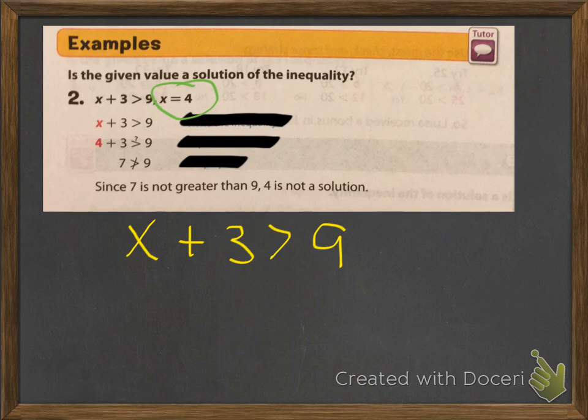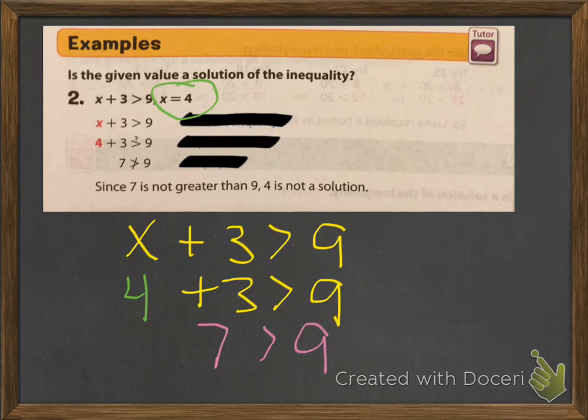So then, just like before, we're going to plug in 4 plus 3 is greater than 9. So again, everything else stays the same except for the 4. We've substituted 4 for x. And then we're going to add 4 plus 3, which is going to now give us 7. And the problem is now 7 is greater than 9. And since 7 is not greater than 9, 4 is not a solution. So you would write no.